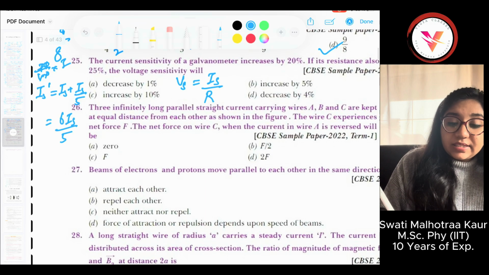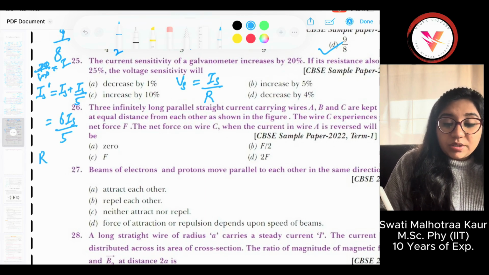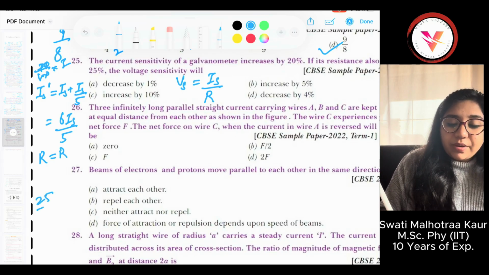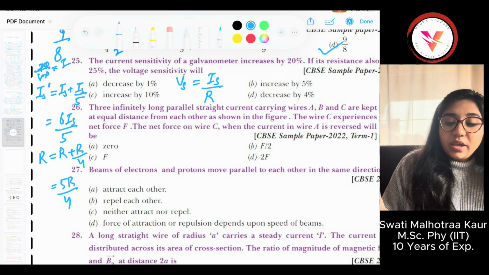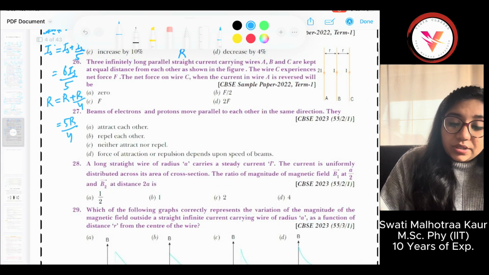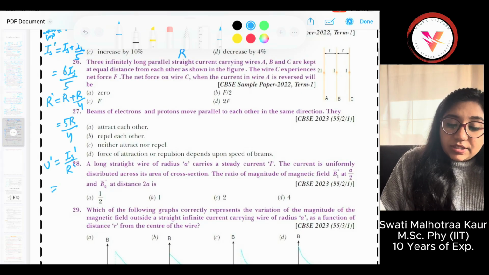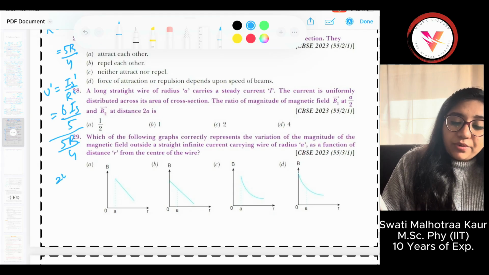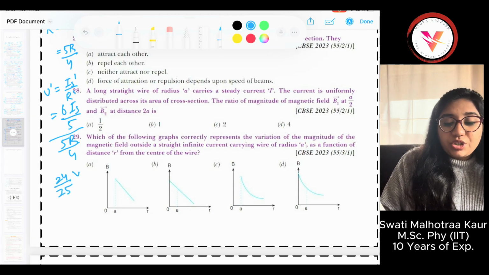Okay, and the resistance also increases by 25%. So if the initial resistance is R, then increasing it by 25% is 25 by 100 into R, that is R by 4. So you can add R by 4. LCM 4, plus 1, 5R by 4. Okay, so now V dash will come as IS dash by R dash, which is 6 IS by 5 over 5R by 4. And 4 goes up, 6 fours are 24 by 25 IS by R, which is original V.